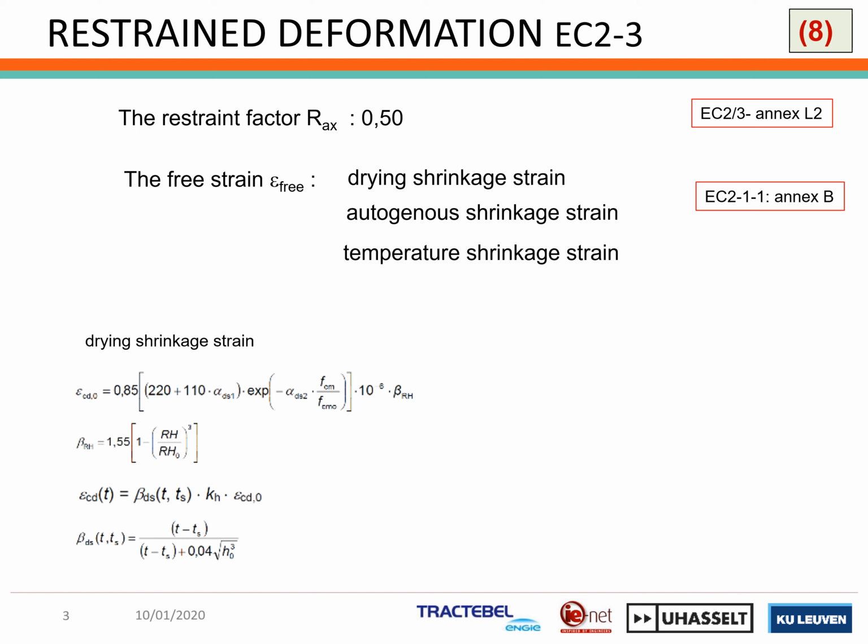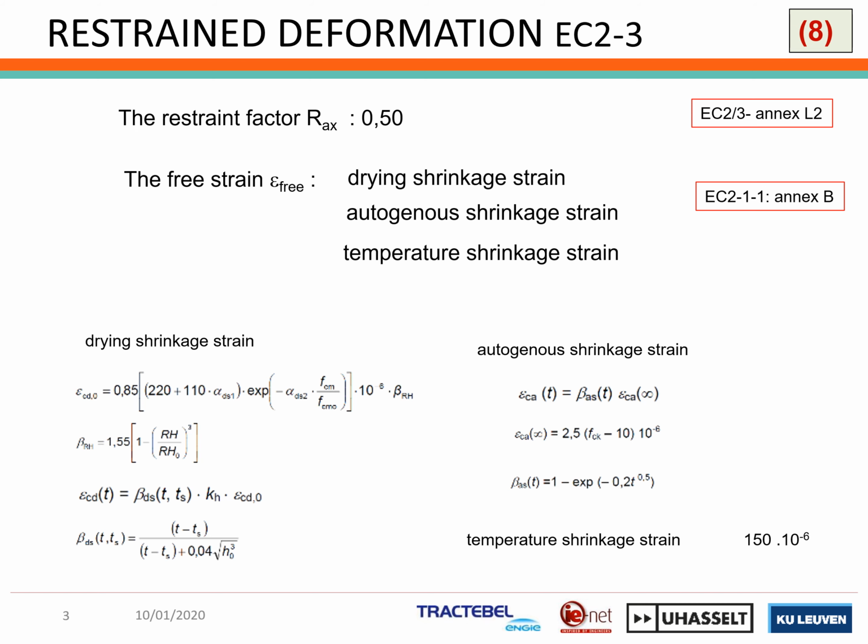In Eurocode 2, in the annex, there is a simple method of calculating drying shrinkage strain. It's a series of formulas with a certain input. The same happens with the autogenous shrinkage strain. And for the temperature shrinkage strain, if you have a normal concrete with no specific elements, then we will find that the total amount is a 15 degrees difference, or the temperature shrinkage strain is 150 microstrain.